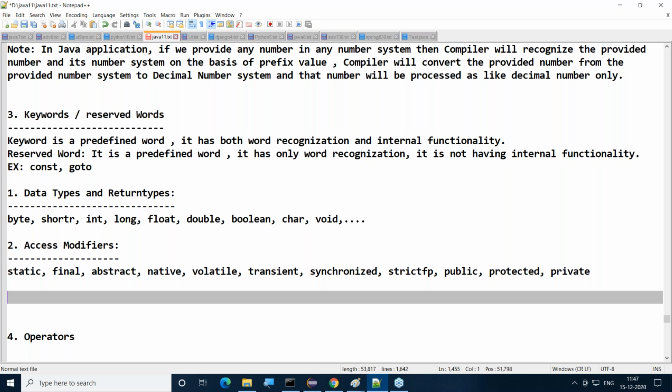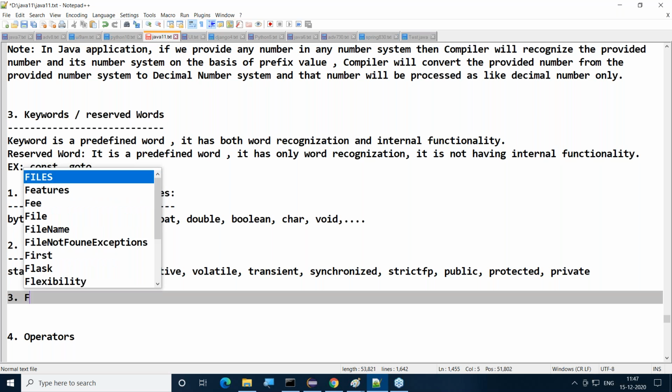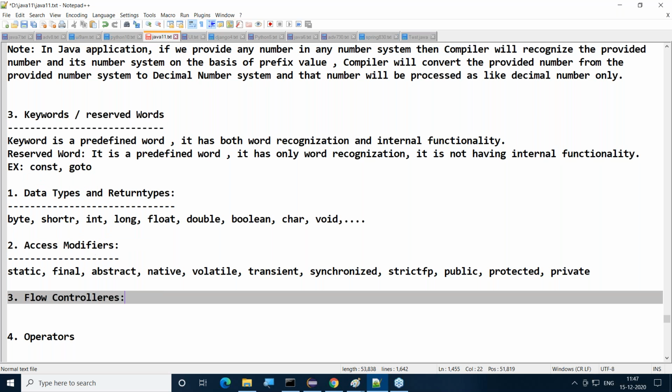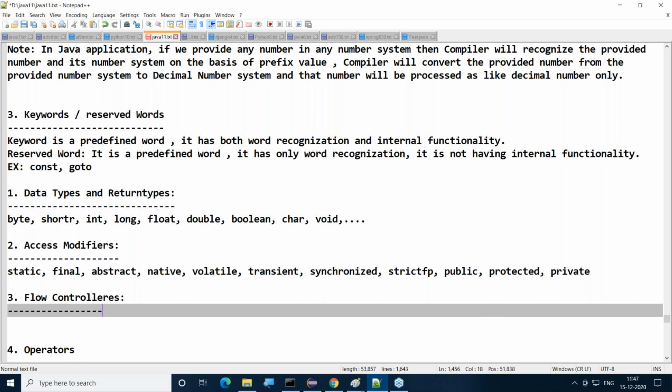Then what is next? The third one. After these access modifiers, now flow controllers exist here. What are the various flow controllers now?